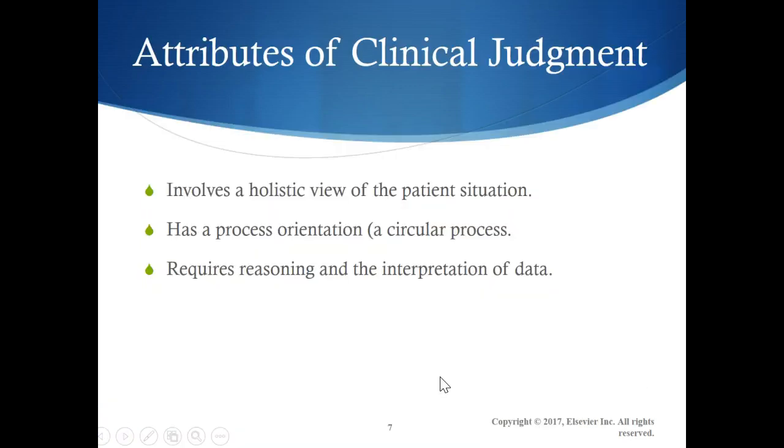Please make sure to go over and read the attributes and the criteria using clinical judgment. It's on page 388. You have the 3 bullets, and I think it's pretty self-explanatory. So if you want to go through and read over that in your Giddens book.